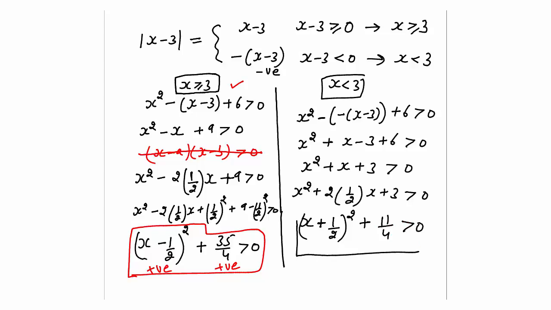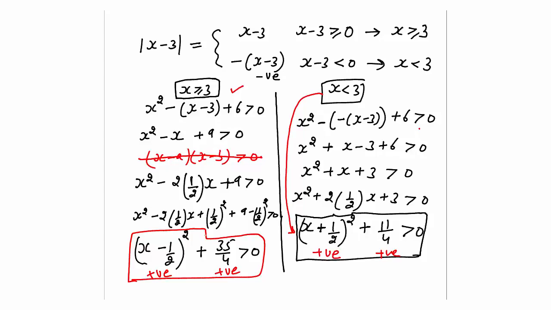Now this must be greater than 0. We need to check whether it is true for all x less than 3. If I put anything x less than 3, will this be true? Yes, because even if you put a negative value of x, this will become positive because this is a square and 11 by 4 is always positive. So for all x less than 3, this inequality is true, and for all x greater than or equal to 3, this inequality is also true. So can I say that this is true for all values of x?